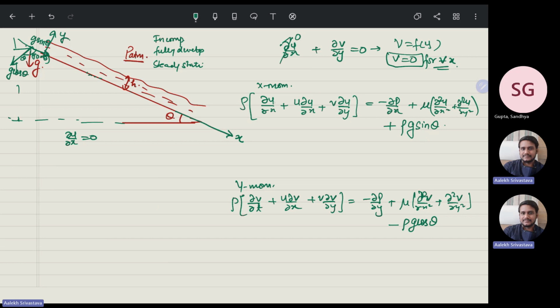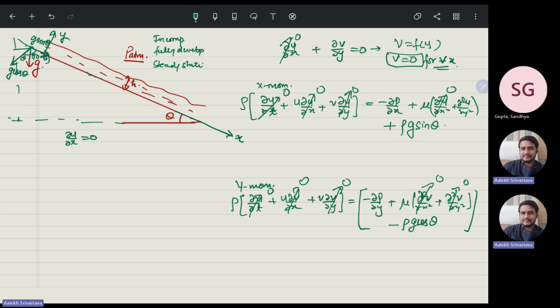The second thing is steady state. So for a steady state, this term will go to 0, this term will go to 0. For fully developed, this is equal to 0. Here v is 0, so it is 0. v is 0, so everything here goes to 0, and this term is 0.